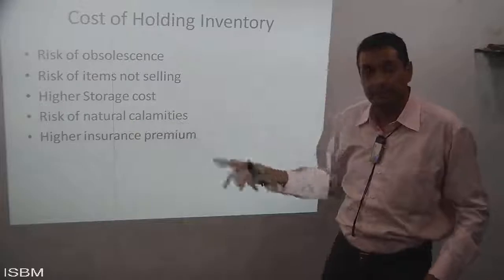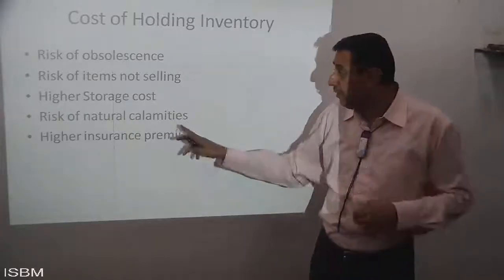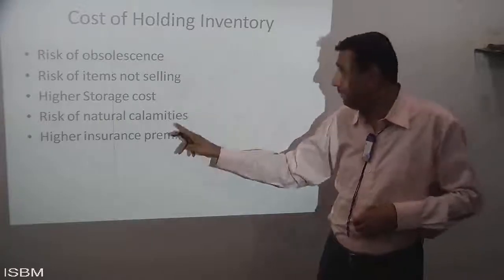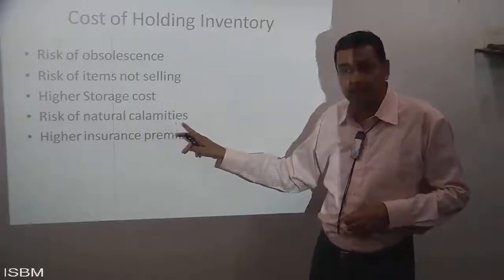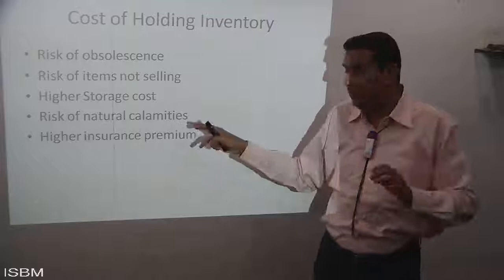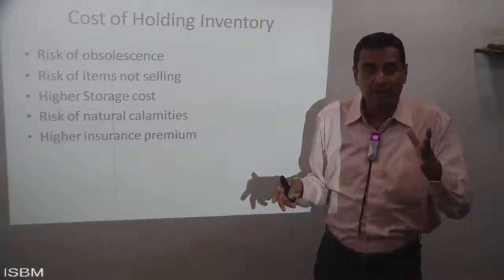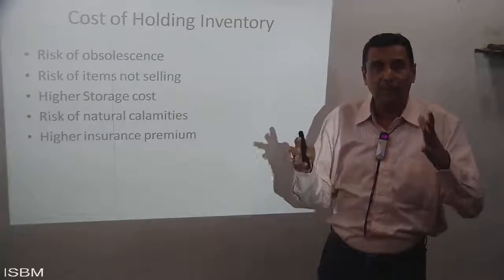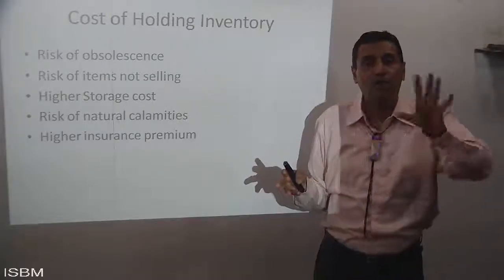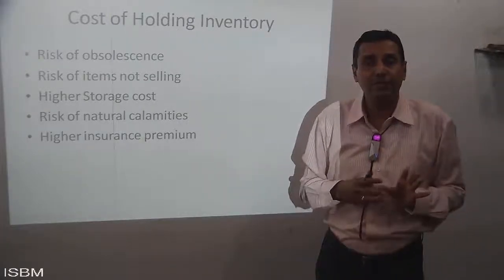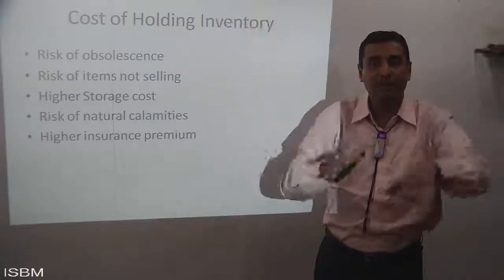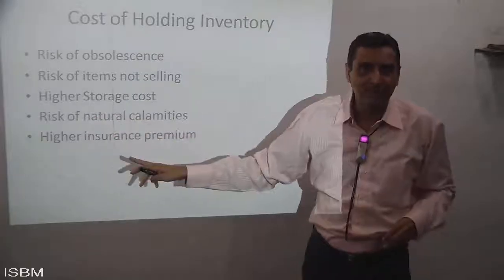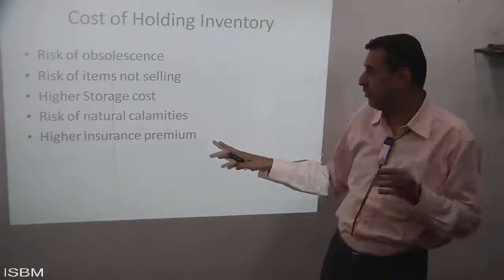Risk of natural calamities. This is one of the most important risks of the cost of holding inventory. What happens generally? If some earthquakes or heavy rains come, it will damage all the raw material inside the godown. Everything will fall on the raw material, resulting in huge loss to your materials which are already stored.